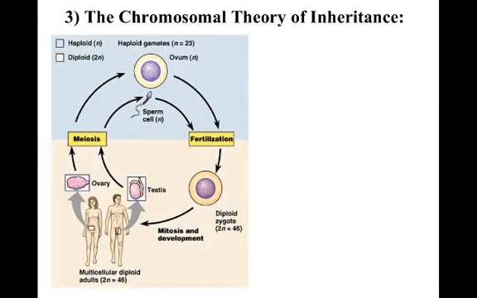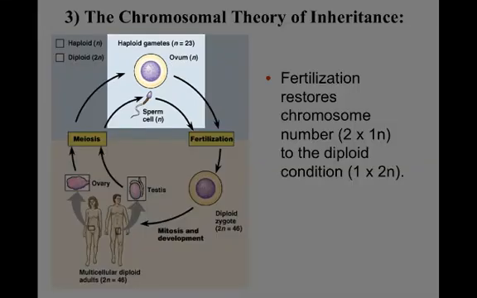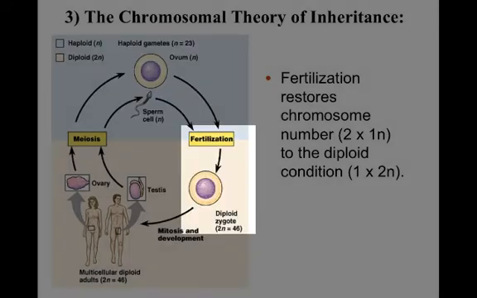The third part of the chromosomal theory of inheritance says that fertilization restores chromosome number. So you have two cells that are haploid, so that would be the sex cells, that would be sperm and egg, you'll notice at the top of the picture. And when those fuse, they turn into one cell that is diploid. So it's very important for you to understand what this graphic shows.